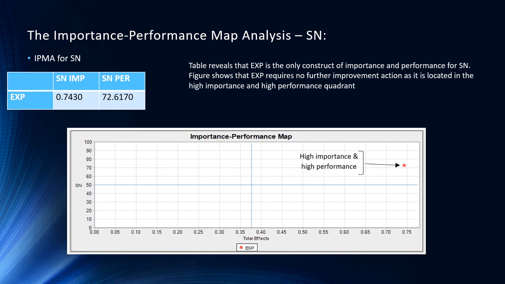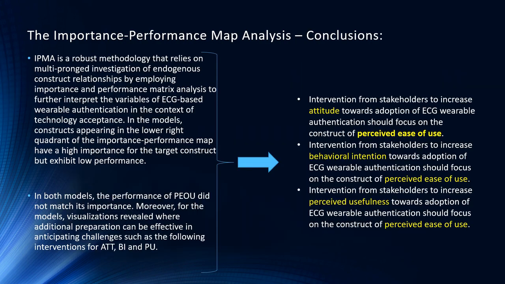Finally, subjective norm also falls into high importance, which actually makes a lot of sense, because subjective norm is about peer pressure, about your colleagues or friends and family members also using similar devices. So that means that you also would feel compelled to use them. So in summary, interventions from stakeholders to increase attitude, increase BI, behavioral intent, and perceived usefulness were important and discovered properly in the importance performance map analysis.